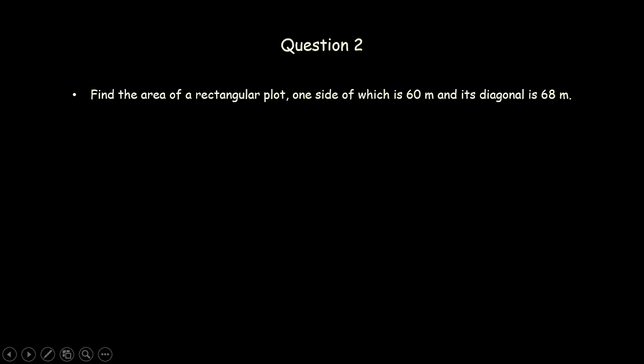Now question number 3. Find the area of a rectangular plot, one side of which is 60 meter and its diagonal is 68 meter. Now for a rectangle, the formula of area is length into breadth, right? We know the length but we don't know the breadth here, but diagonal is given. So one side is 60 meter, so we can take it as length, because breadth is smaller than length in a rectangle, right? So let's take length as 60 meter.